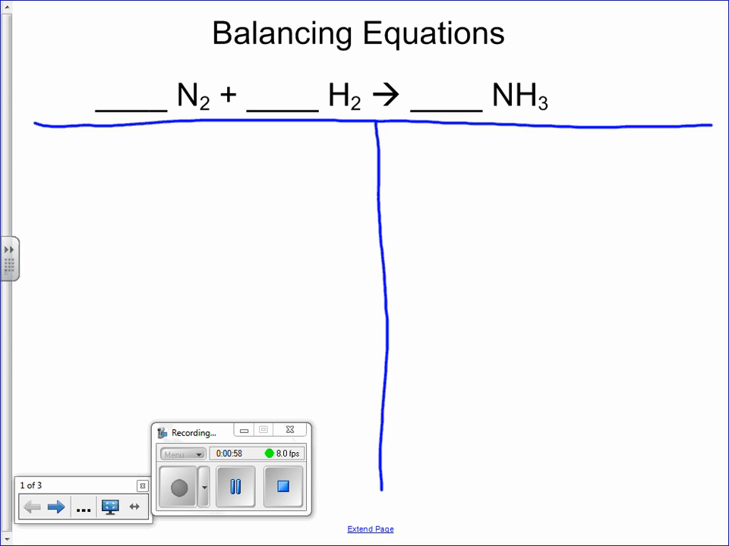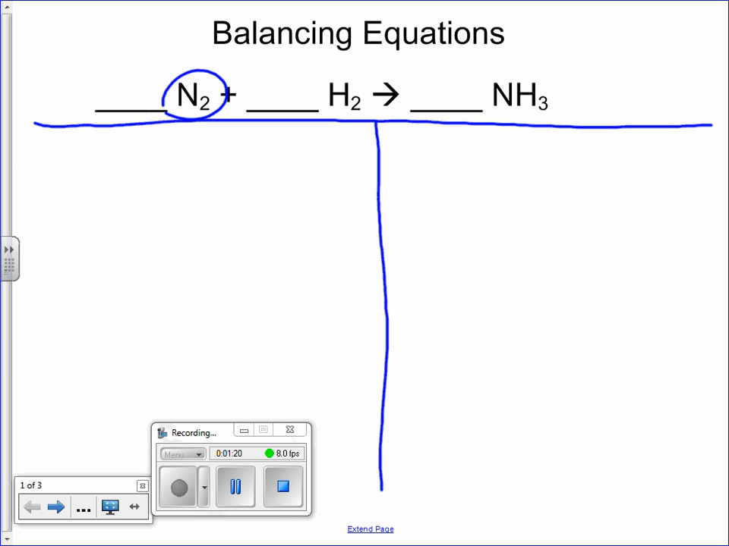Now you have to remember the reason we balance equations is because the conservation of mass states that you have to have equal mass on both sides of your equation, and this is going to help you achieve that by manipulating the formula.